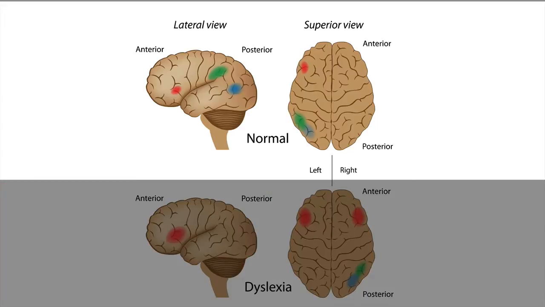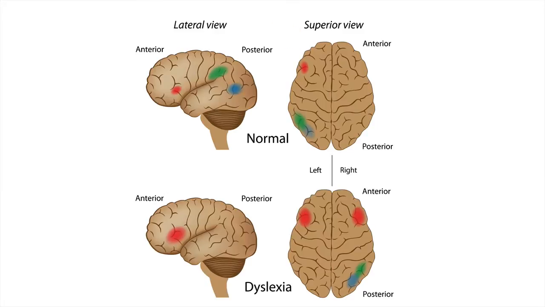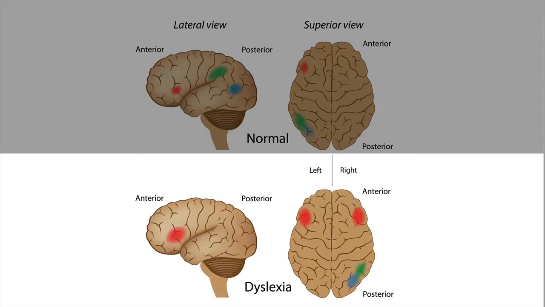Let's look at the top of our image. Here's a graphic of a brain without a reading disability. You will see that, indeed, predominant activation during reading is occurring on the left side of the brain. Now let's look at the brain of a person with dyslexia. Here you will see that parts of the right side of the brain are activated during reading.